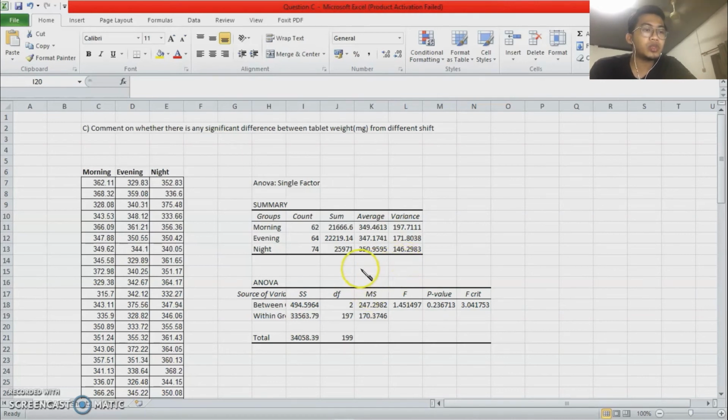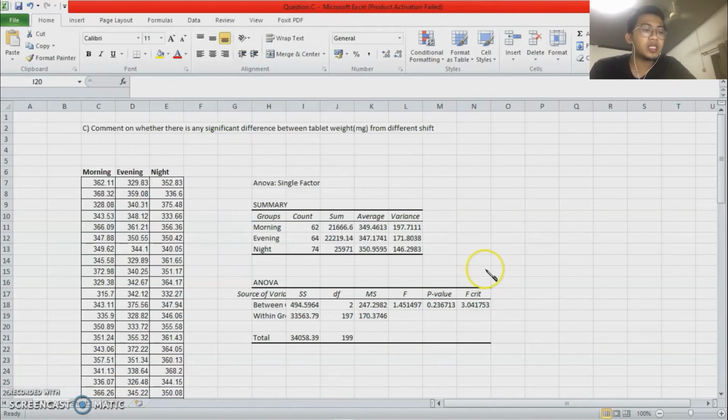Okay, the first decision rule is reject H0 if the F calculation is greater than F critical. From this ANOVA table, since the F calculation is less than F critical, there is not enough evidence to reject the H naught. The conclusion for the first decision rule is the mean tablet weight of different shifts are equal.